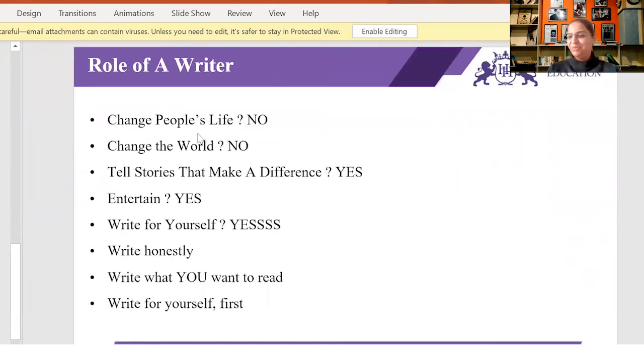Role of a writer: change people's life? No. Obviously, we have discussed all this. Change the world? No. Tell stories that make a difference? Yes. Entertain? Yes. Write for yourself? Yes. Be happy with what you are writing. Write honestly. Be honest in your writing. Don't cheat yourself, right? Write what you want to read. Write for yourself first.